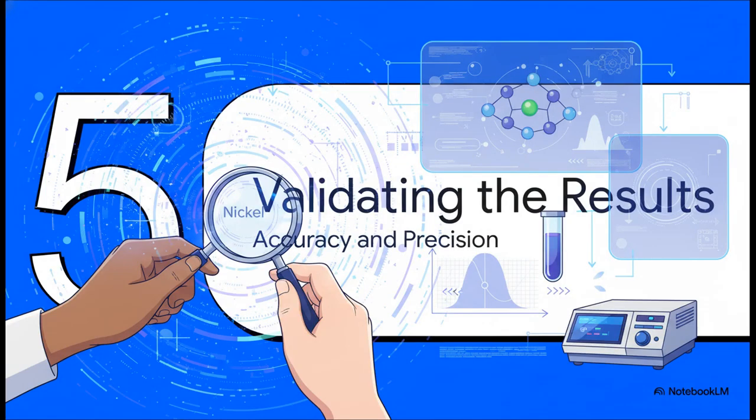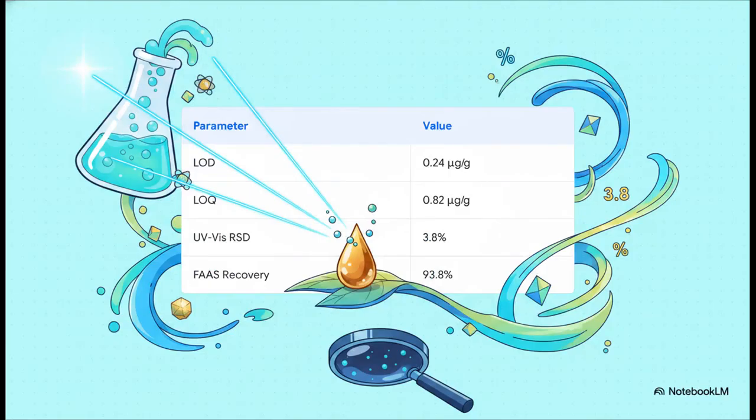Finally, Section 5. Validating the results. Let's look at the hard stats. A brilliant methodology is nothing without ironclad statistical proof, right? The theory is undeniably sound, but does it actually hold up under extreme analytical scrutiny? Well, look at these rigorous analytical parameters.